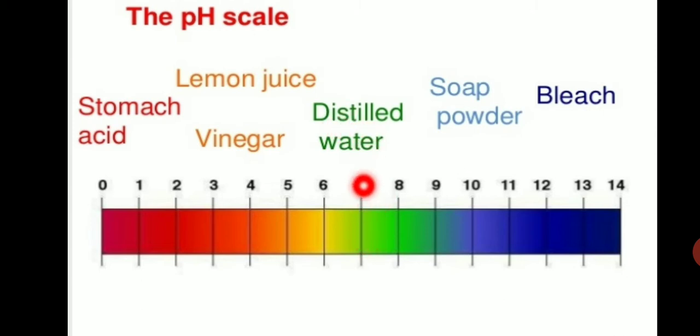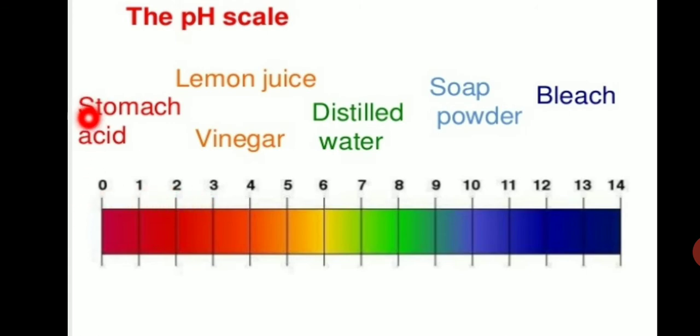Distilled water is the pure water. The normal water that we get from the pipe will not show the green color at pH 7 because it contains impurities. Distilled water shows pH 7. And as we move from 7 to 14, the color changes from green to blue and then reaches dark blue in color. Okay, in some books it is written as violet color. Okay, so this is the range.